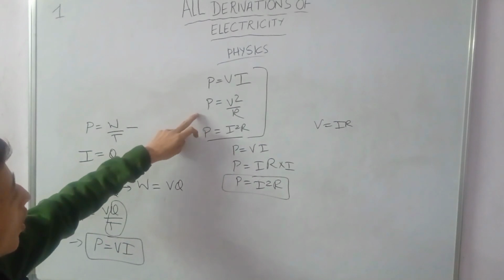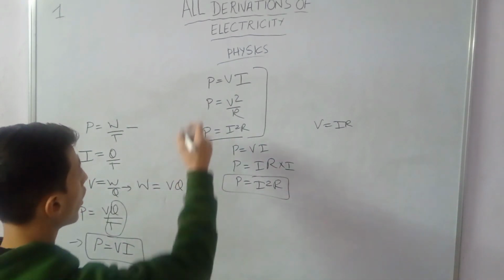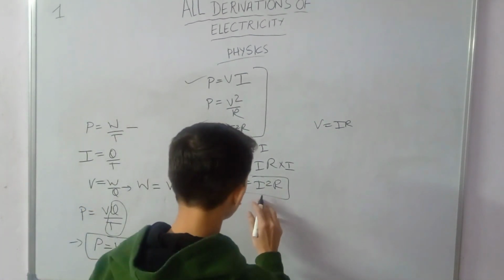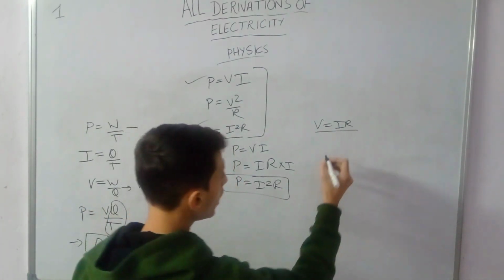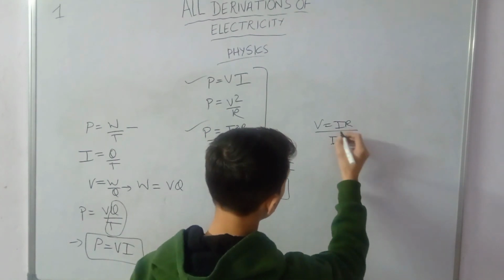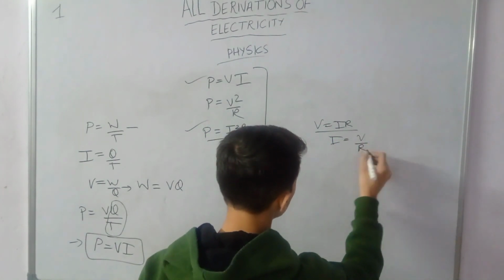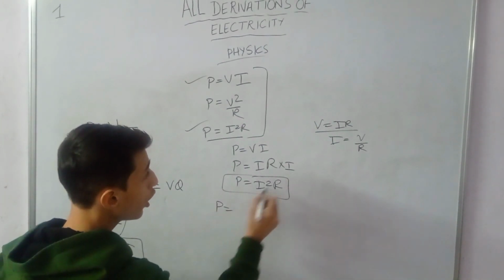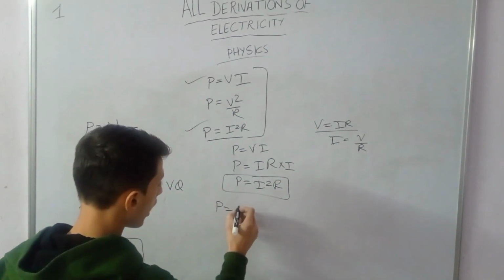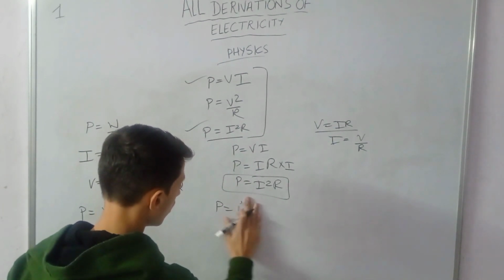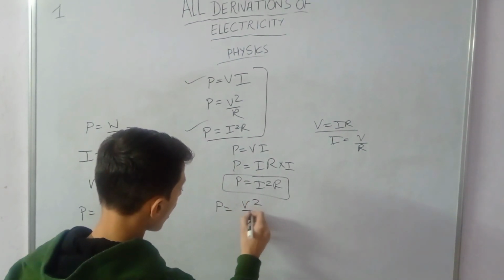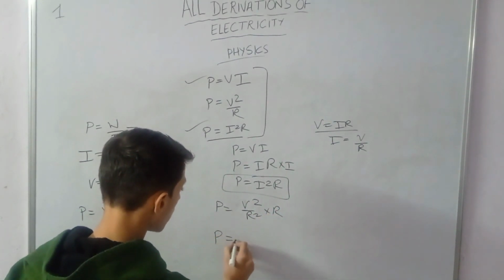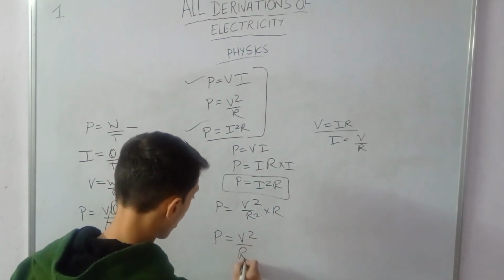Now I will prove the third formula, that is P equals V square upon R. Okay. We know that V equals IR. From this I will find out the value of I, that is V upon R. So the value of I becomes V upon R, that is of electric current. Now if I put the value of I, that is V upon R, in this formula, the formula becomes V square upon R square into R. Okay. So the formula becomes V square upon R.